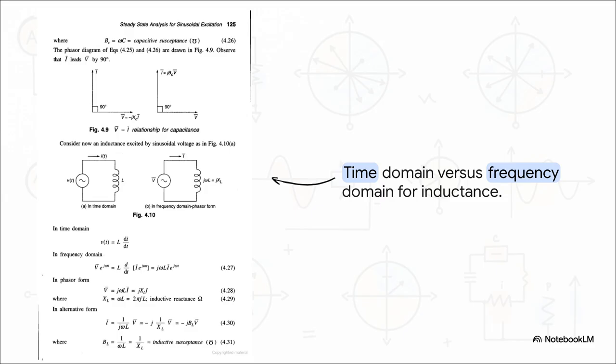Poof, gone. It is replaced by simple multiplication. The voltage phasor simply equals the current phasor multiplied by j omega L. We've literally traded exhausting calculus for straightforward middle school level multiplication. That is the true power of this perspective shift.